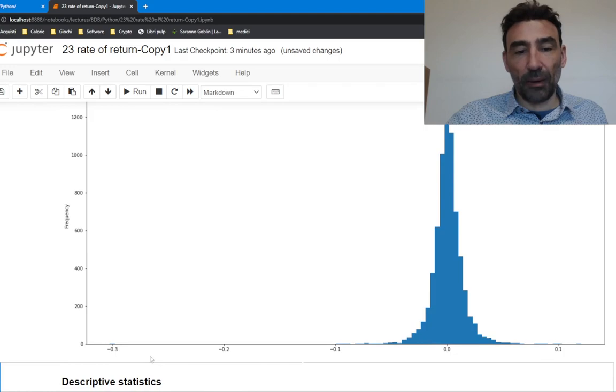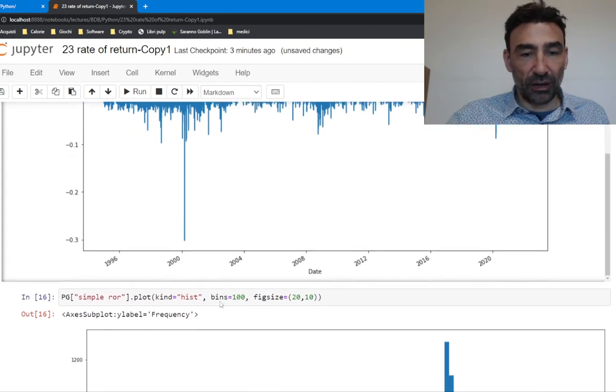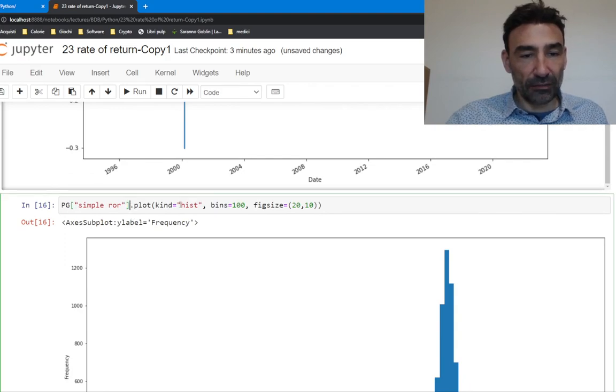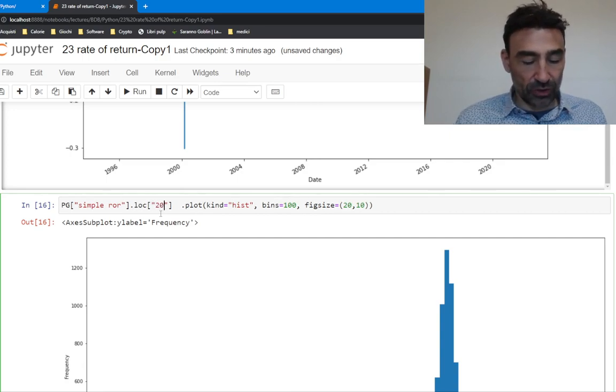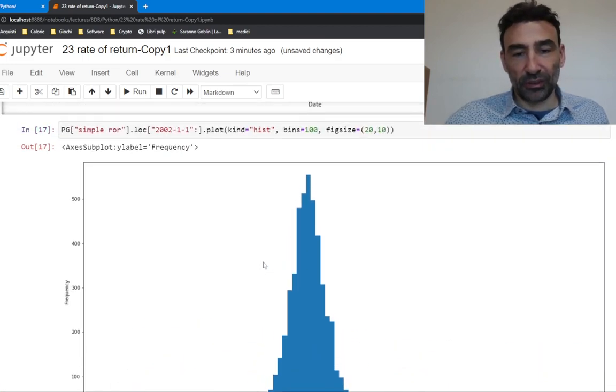The histogram is pretty unbalanced because there is this minus 0.3, which is the Twin Towers event. But I am curious what happens if I restrict, removing the Twin Towers event. So from here I put dot loc, and starting from 2011 up to nothing. So let's see whether it works. Yeah, it works. So I managed to remove the Twin Towers event, and here you have.